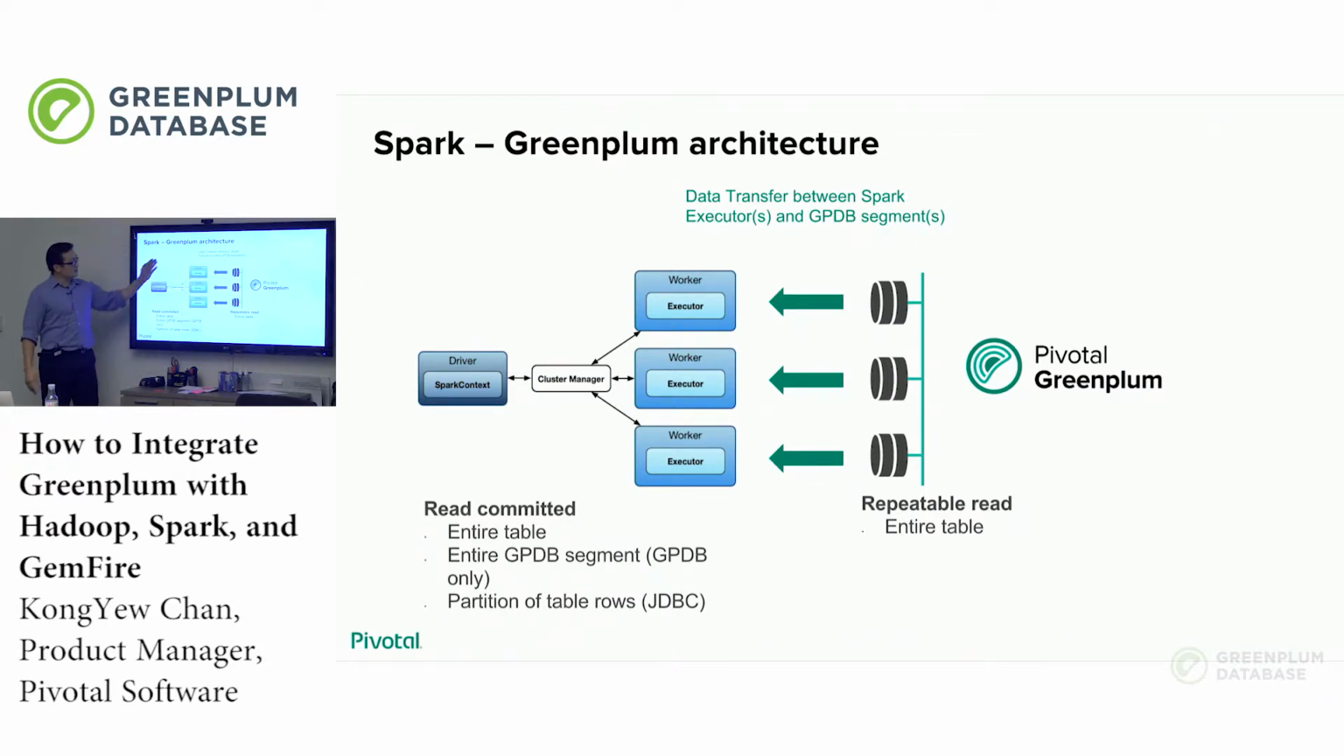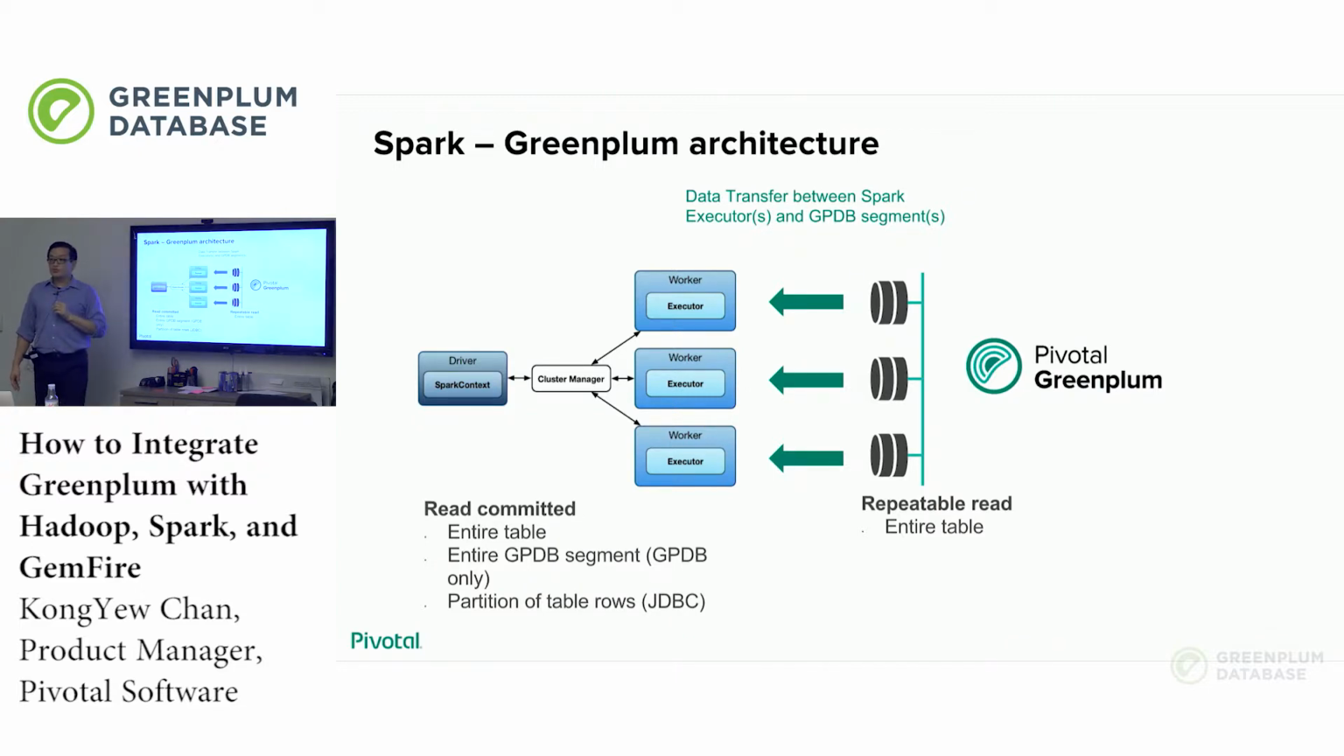In the Spark cluster, there's a driver and there are workers, and there could be hundreds of workers. It doesn't need to be a one-to-one mapping between Spark and Greenplum. For simplicity's sake, I just show you a one-to-one mapping. And what we have here is a connector that is smart enough to partition the data into small pieces, and those pieces are transferred in parallel from Greenplum to Spark.